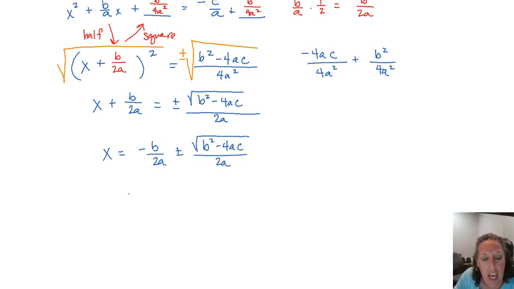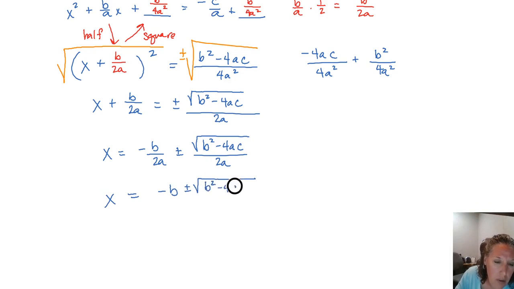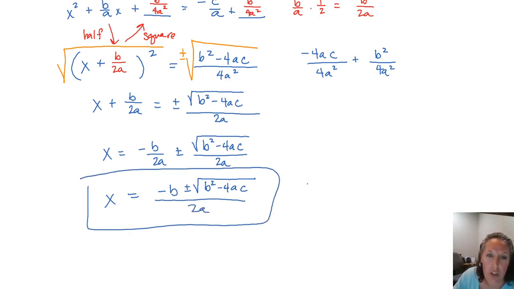And you can leave it like that, but normally the form that we see is written as a single fraction: negative b plus or minus the square root of b squared minus 4ac all over 2a. And that is how you derive the quadratic formula. That's why the quadratic formula works.